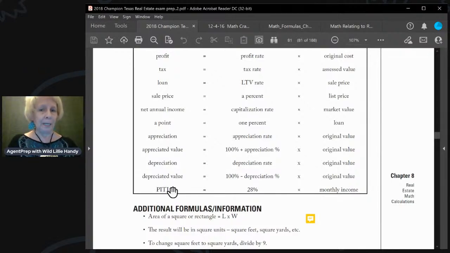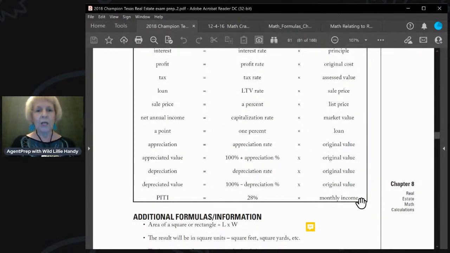And then PITI: principal, interest, taxes, and insurance. Those are what are owed whenever there's a mortgage on a property. In our state of Texas, we have deed of trust, but it still has principal, interest, taxes, and insurance, PITI. And that is usually 28% times the monthly income. And certain lenders will allow a smaller percentage, maybe FHA and such.